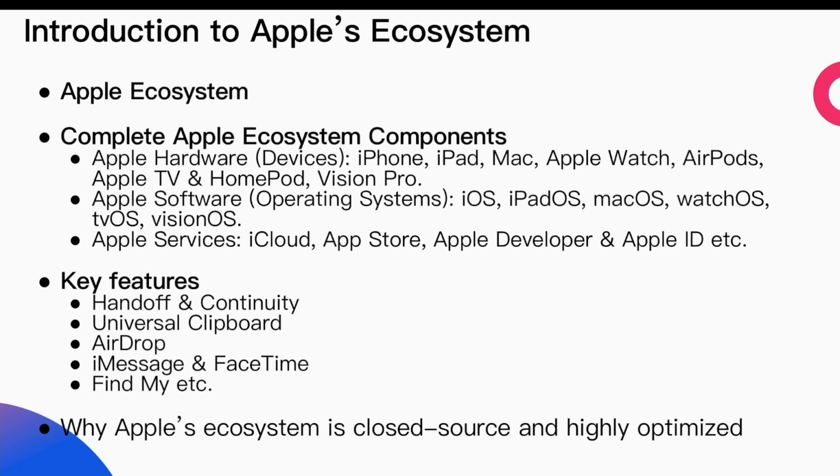Apple ecosystem. The Apple ecosystem is a highly integrated and optimized environment where software, hardware, and services work seamlessly together. It includes a wide range of hardware devices, operating systems, and services. Understanding how these components interact will help you create apps that offer a consistent and efficient user experience. Apple's closed source approach ensures high quality, secure, and well optimized performance across all the devices. Apple's ecosystem is known for its efficiency and seamless integration across devices.